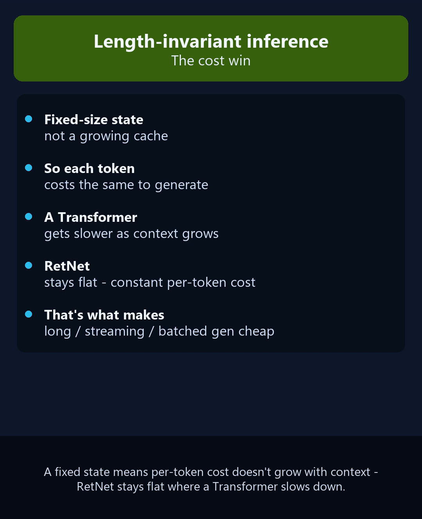The deepest advantage is length invariant inference. Because retention keeps a fixed size state instead of a growing cache, the cost of generating each token does not depend on how long the context already is. A transformer gets slower and hungrier as the conversation grows, RetNet stays flat. That constant per token cost is what makes long streaming or batch generation so much cheaper to run at scale.